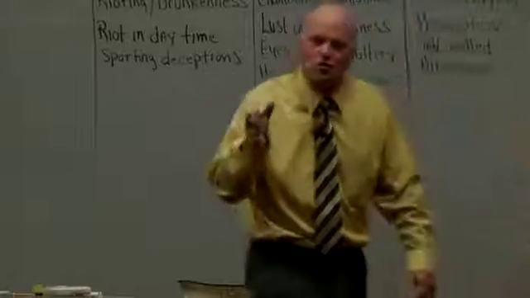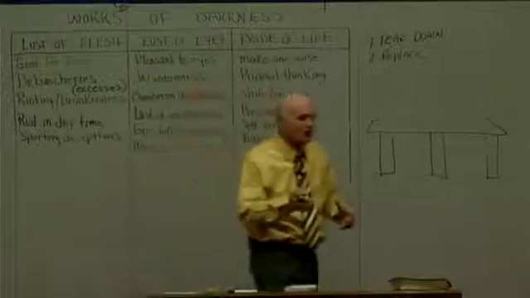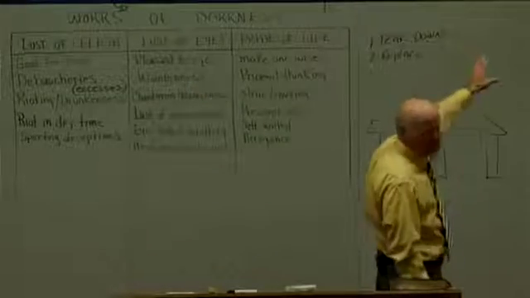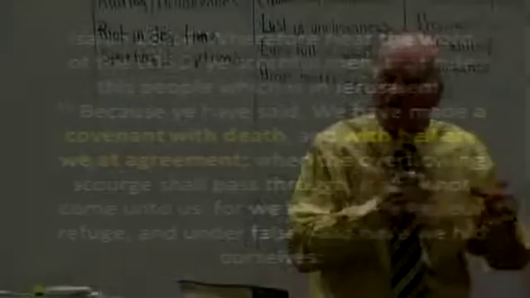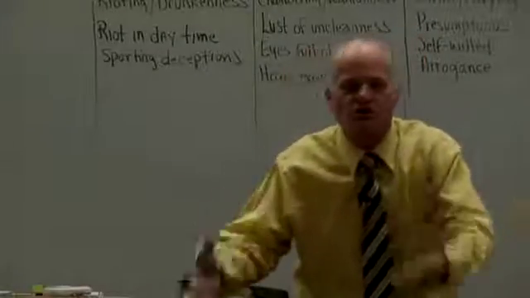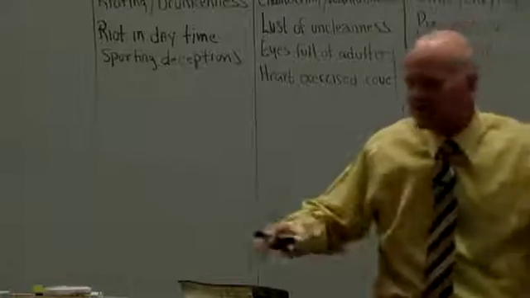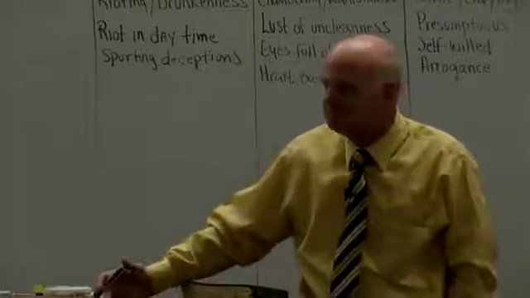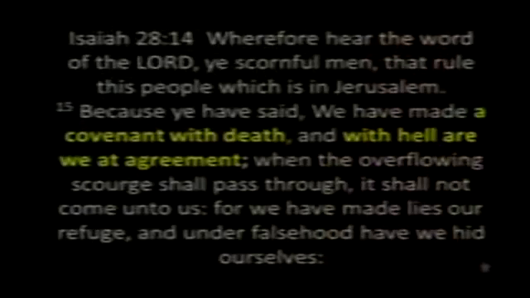Now that's interesting, isn't it? The deception is so great that by the time John the Baptist shows up, the nation has made this covenant with death, and with hell they're in agreement, and they're saying, hey, when the judgment, here it's called the overflowing scourge, when this predicted judgment comes, here's what they believe. It's not going to come to us. We're not going to get caught by that. It says, we have made lies our refuge, and under falsehood we have hid ourselves.